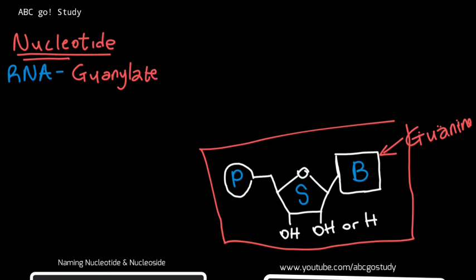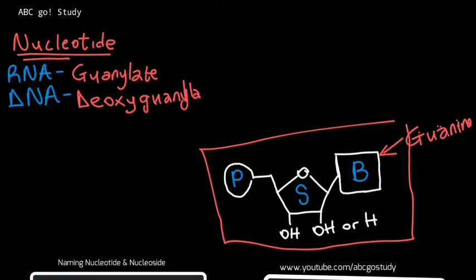But if it's a DNA, you understand, we have deoxy. Just note that anytime you see something like a DNA, what you will use to differentiate it is deoxy. You understand? Deoxyguanylate. So that's in DNA.